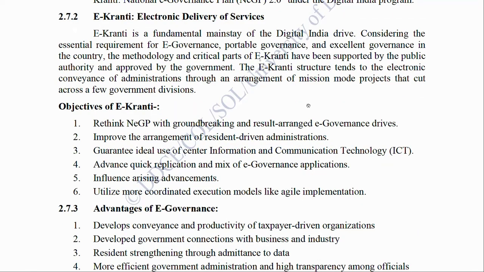2.7.2 E-Kranti, Electronic Delivery of Services. E-Kranti is a fundamental mainstay of the Digital India Drive, considering the essential requirement for e-governance, mobile governance and good governance in the country. The methodology and critical parts of e-Kranti have been supported by the public authority and approved by the government. The e-Kranti framework addresses the electronic delivery of services through a set of mission mode projects that cut across several government divisions.